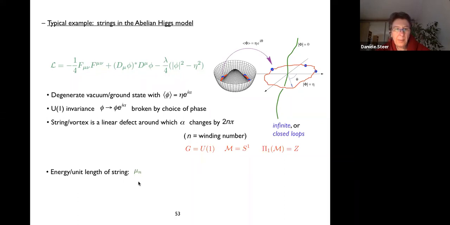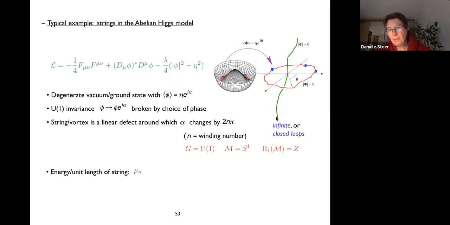So here's the gist of what I said. That doesn't really matter. The important point is that you have this region of space where you have more energy density, and so you can talk about strings. These strings are characterized by an energy per unit length, which is what I called mu earlier on.